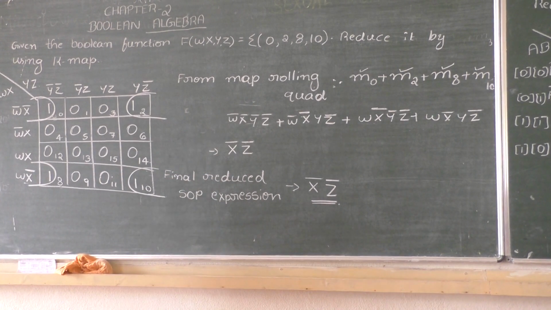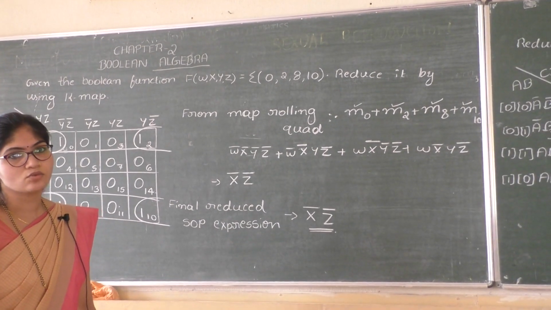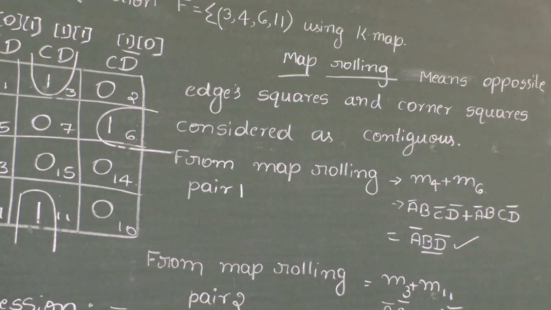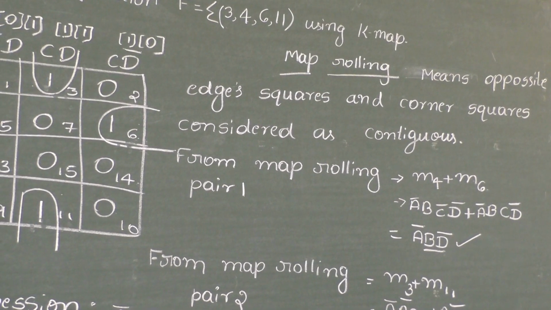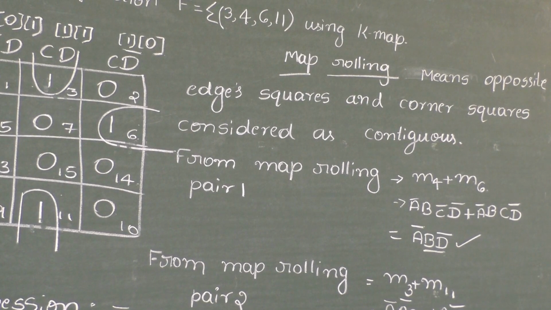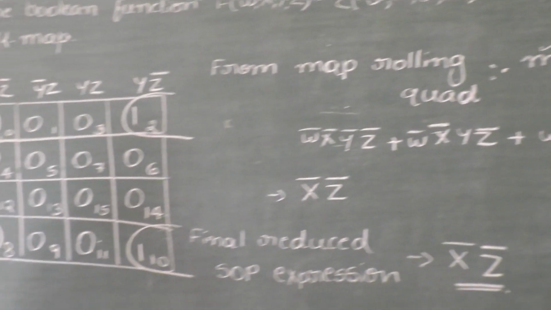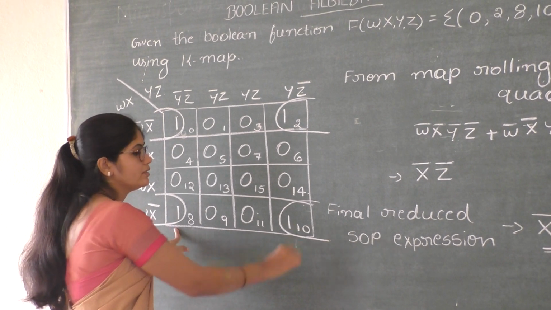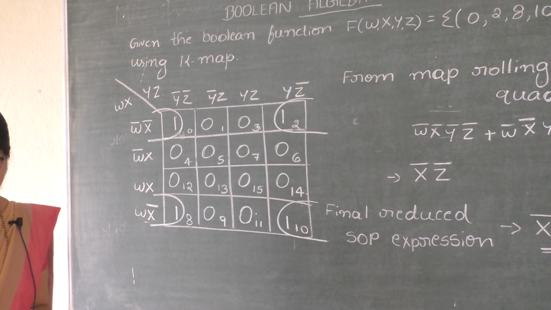Map rolling. In map rolling, opposite edges squares and corner squares are considered as contiguous or adjacent. In the previous problem, we have seen that opposite edges squares are contiguous. Now, in this problem, we have formed a group using 4 ones in the corners, that is by using ones in the 0th, 2nd, 8th and 10th squares. Okay.